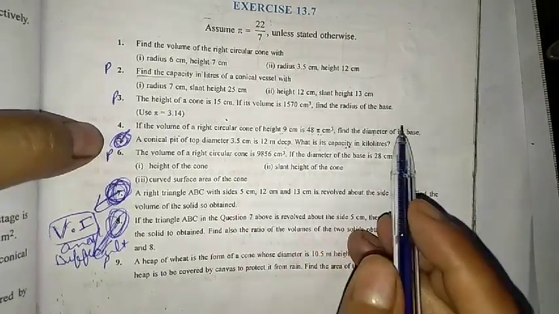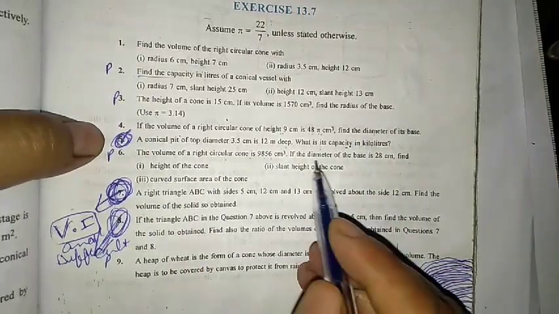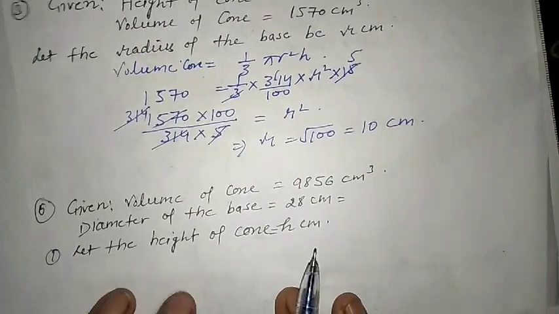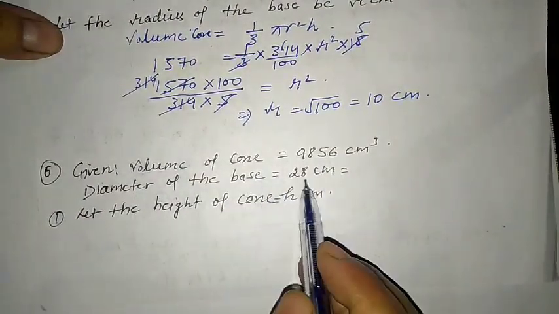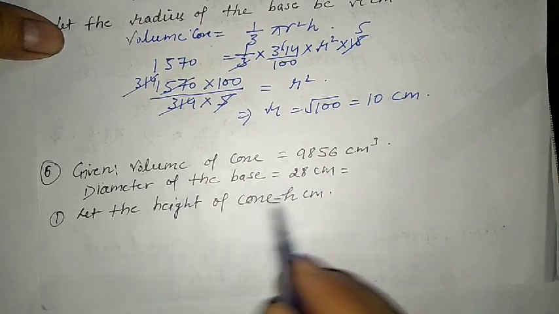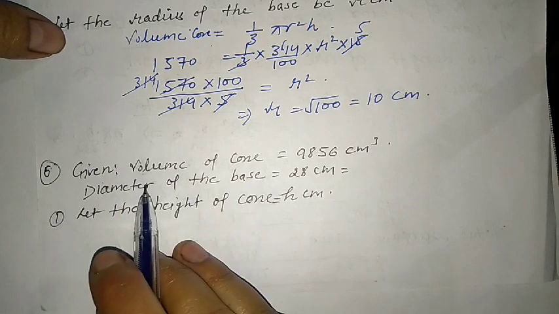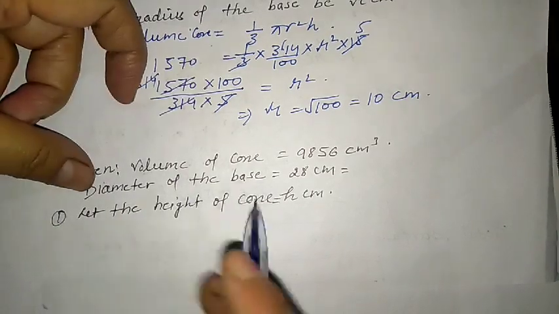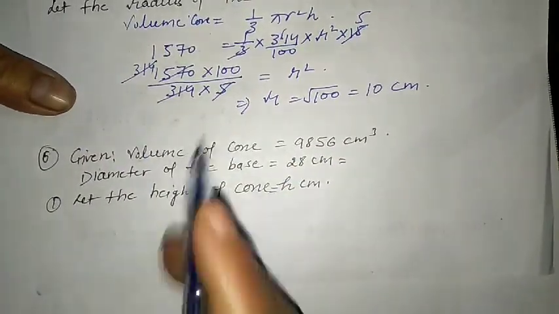Capacity means the volume. The volume of right circular cone is 9856. If the diameter of the base is 28, find the height of the cone and slant height of the cone. So we are giving here volume of cone 9856. Diameter of the base is given 28 centimeter. Let the height of the cone be h centimeter. Okay. So what can be used here? The same formula that we have used in the above question.